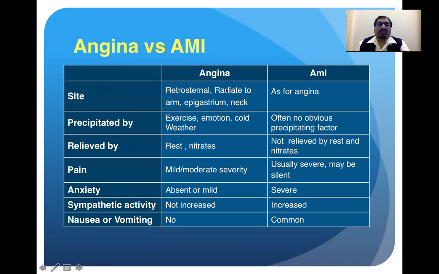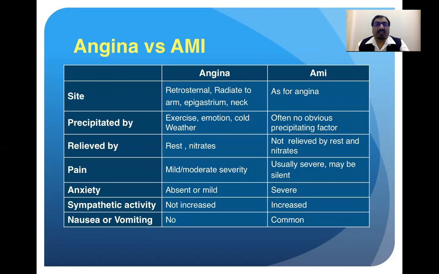In both the conditions, the pain is retrosternal and it radiates to the arm or to the epigastrium, sometimes to the neck. And it is only the time frame by which you can differentiate in these two conditions, as well as the severity of the pain, which is more in acute MI compared to the angina.